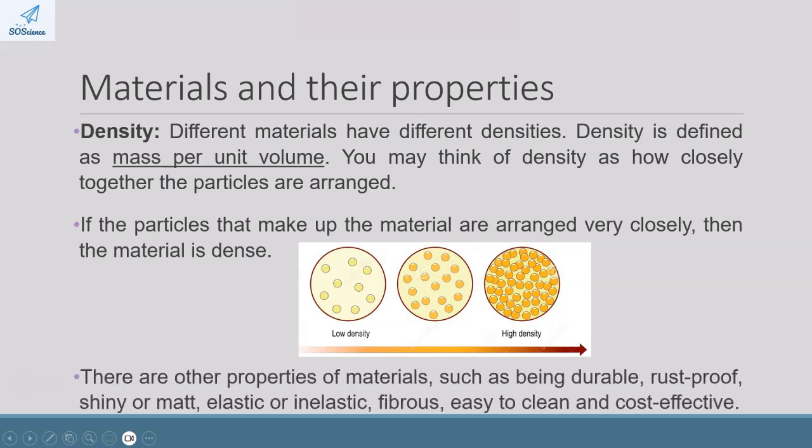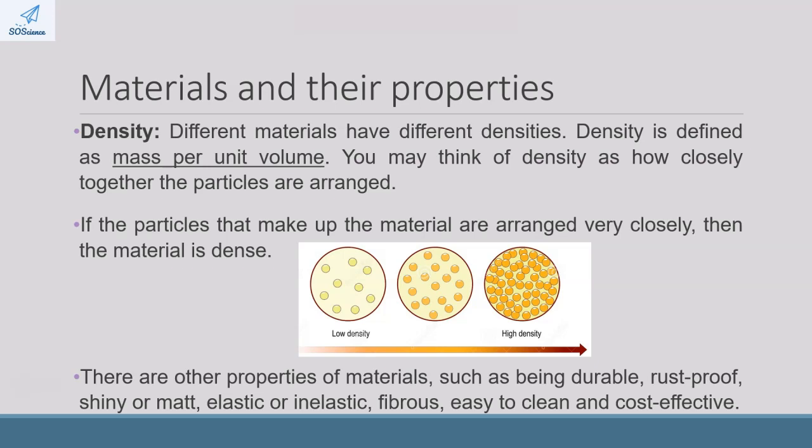Now, there are other properties of materials. Some materials are more durable than others. Some are rust-proof, some are shiny, some are matte, elastic, inelastic, fibrous, easy to clean, cost-effective. So there are many, many properties of materials that we need to take into account when we choose a material to provide us with a certain function.